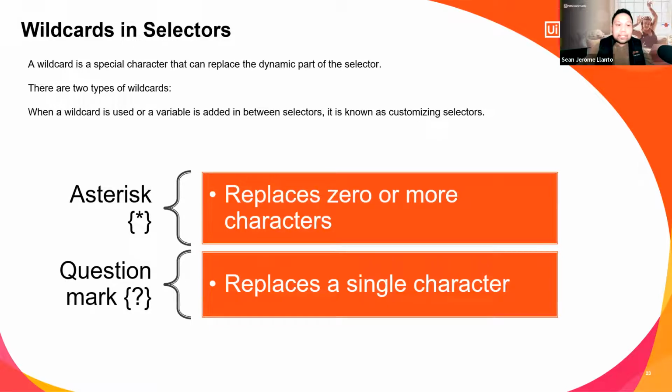I will change, let's say, Outlook dash and then put an asterisk there so that it will be able to get the whole name and so on. So if you're going to use it on another Outlook, it will work. Another one is the question mark. A question mark just replaces a single character. And these are the most commonly used selectors or wildcards for the selectors.